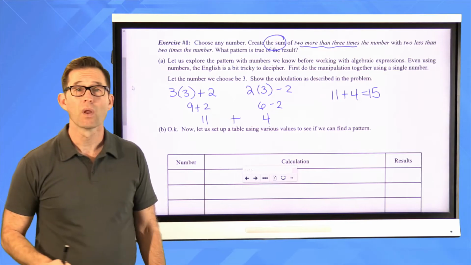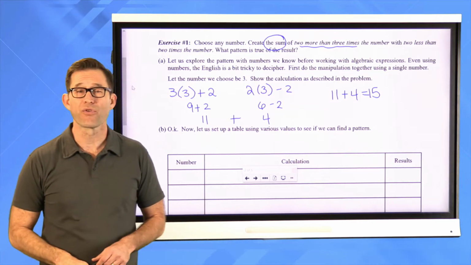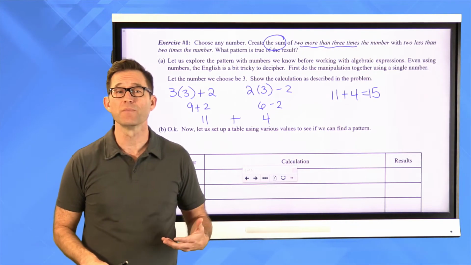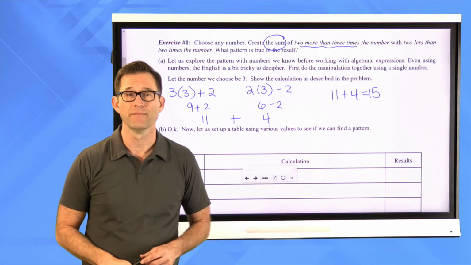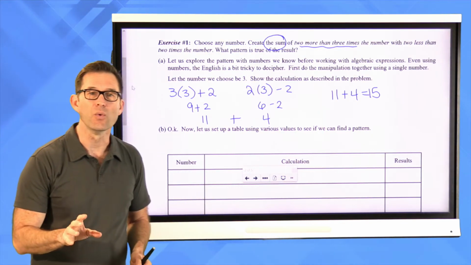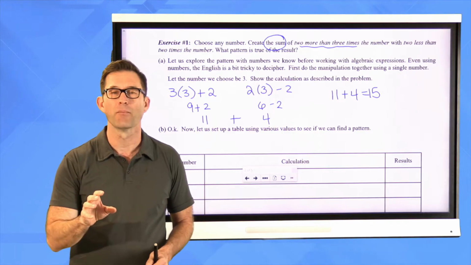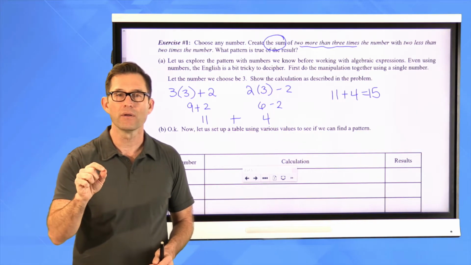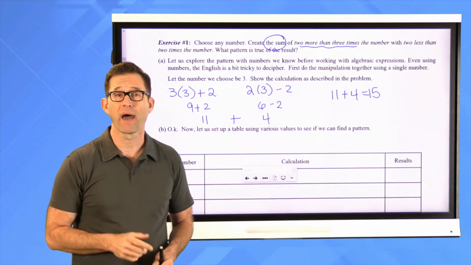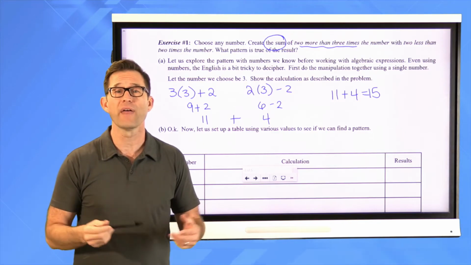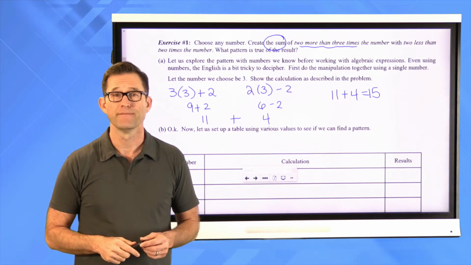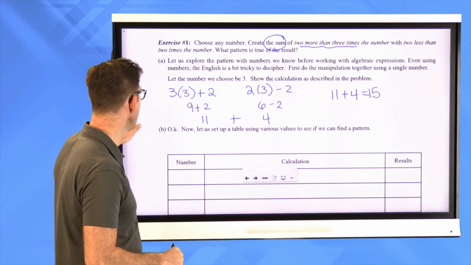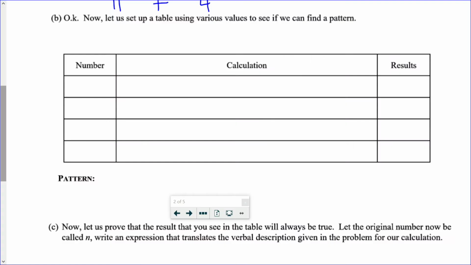All right, so when the original number was 3, what we got from doing this manipulation was 15. What we'd like to do is do this with a bunch of numbers and see if there's a pattern. And if there is a pattern, we'd then like to try to prove that pattern algebraically. All right, so let's take a look at letter B. Now let us set up a table using various values to see if we can find a pattern.